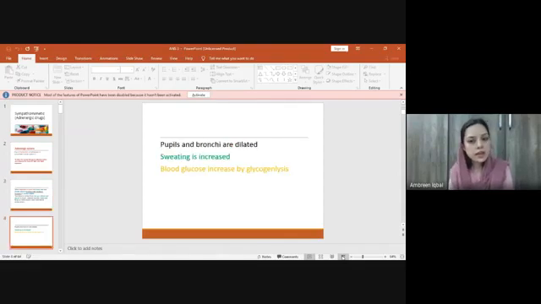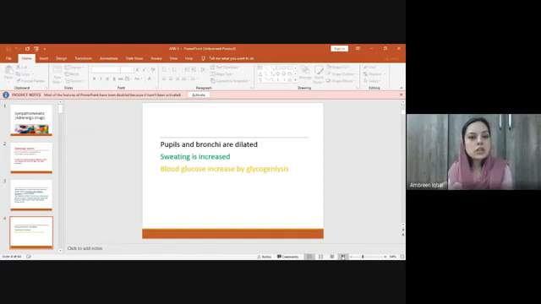Pupils and bronchi are dilated. The respiratory system is more enhanced, because in the sympathetic system the lungs and heart need more oxygen. The other thing is there is increased fatigue resistance. Blood glucose is also increased by the process of glycogenolysis. What is glycogenolysis? Lysis means breakdown, here breakdown of glycogen. Whenever there is lysis of glycogen, the blood glucose level is going to increase. So in the sympathetic system, blood glucose increases in stressful conditions.